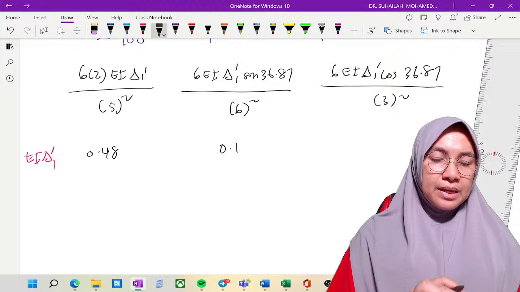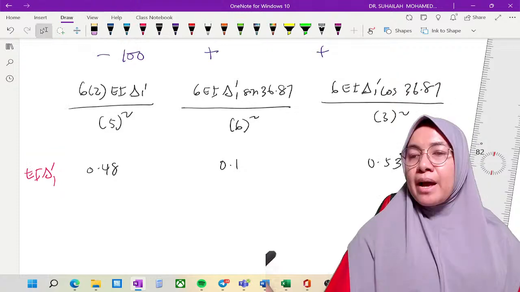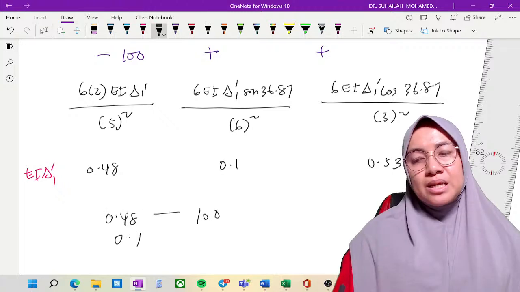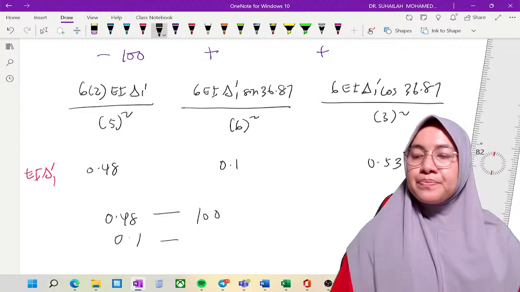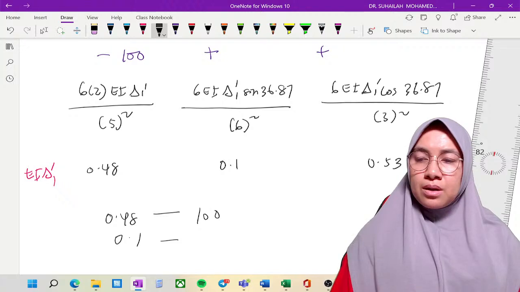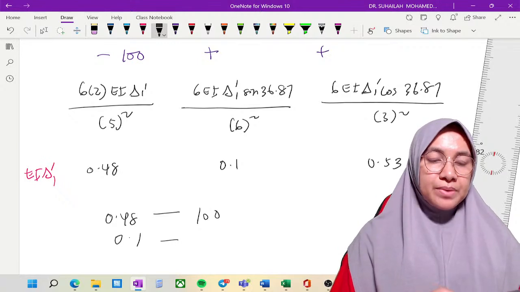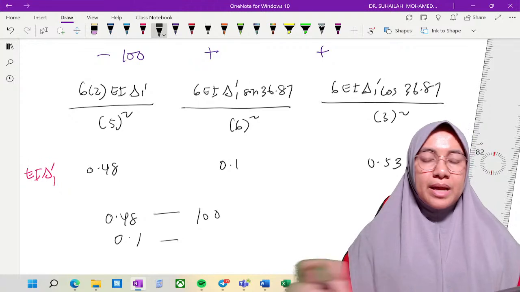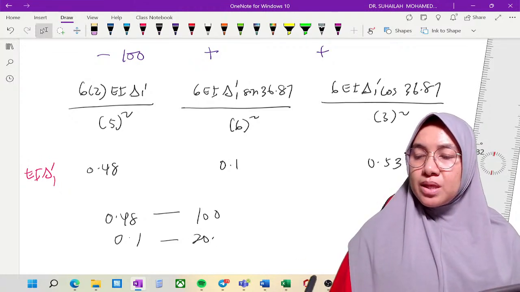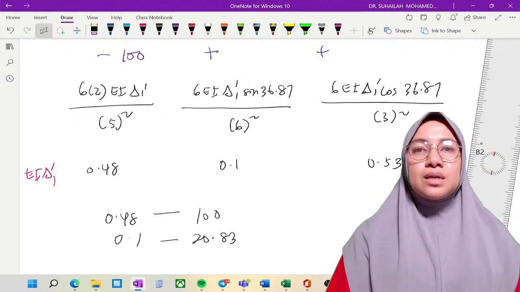Again. Okay, the simple way to do interpolation is like this. 0.48 is equal to 100. So what if it is 0.1? It is 0.1 divided by 0.48, times 100. So we get 20.83, the FEM.